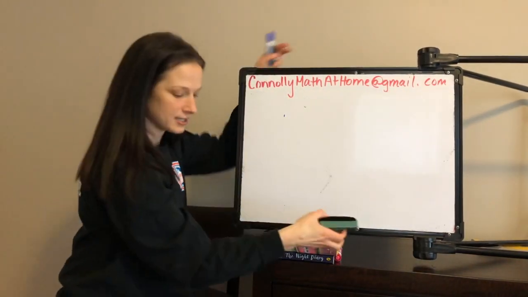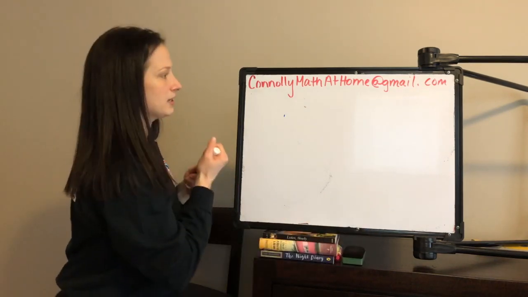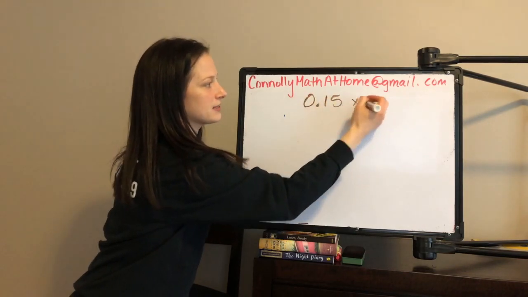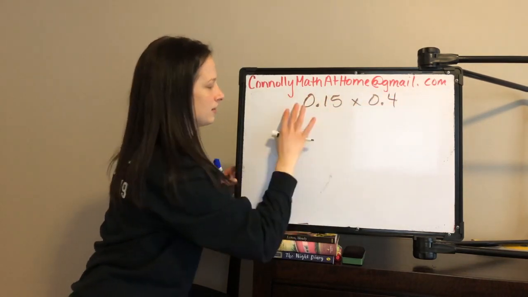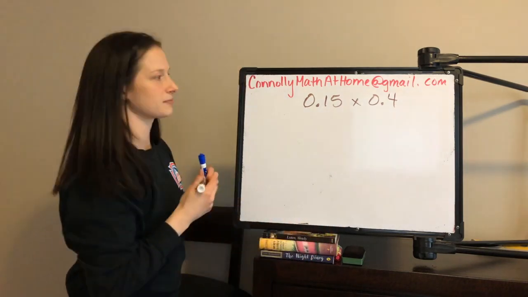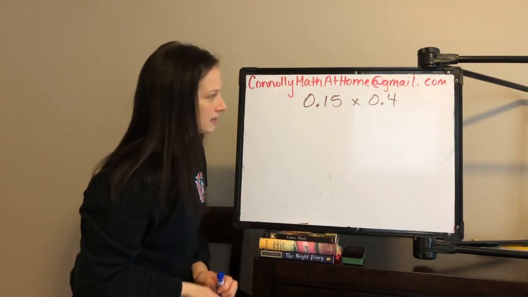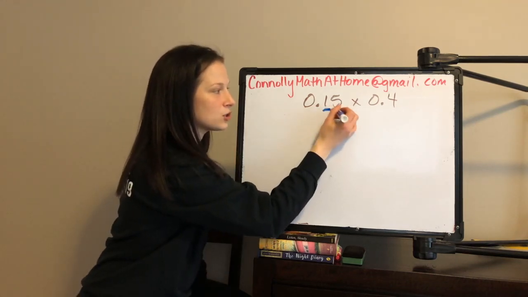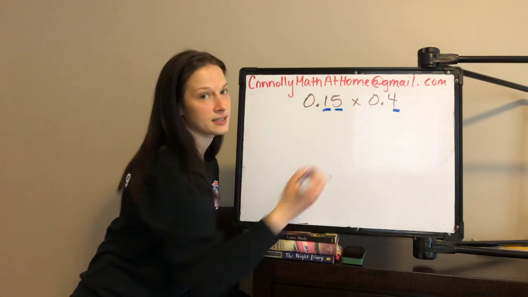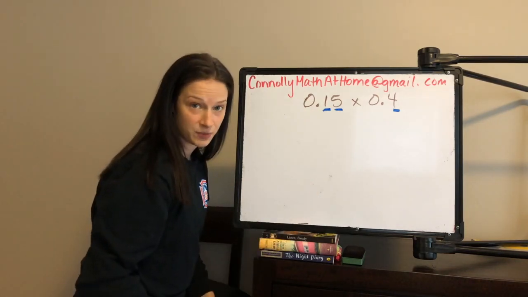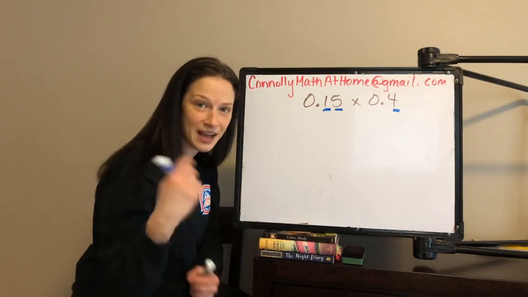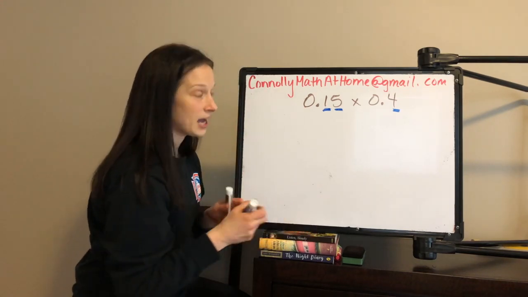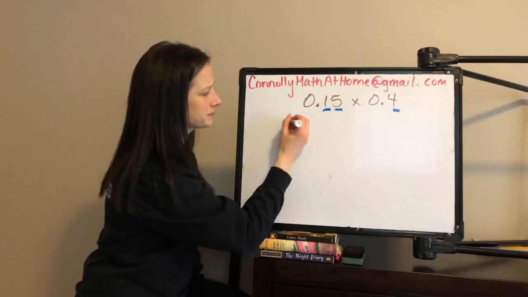I've been looking forward to doing this example. All right, so we're going to be thinking about 15/100 and 4/10. Okay, so I have 1, 2, 3 digits to the right of the decimal. So in my product, how many digits do I need to the right of the decimal? 1, 2, 3. Okay, I'm going to multiply these like they're whole numbers.